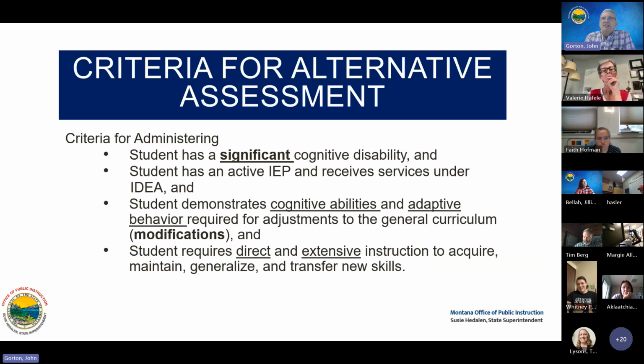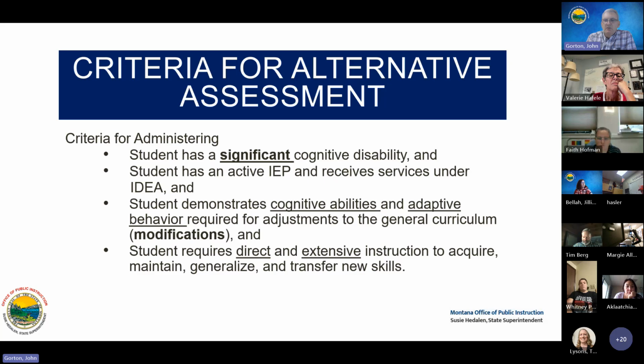And then the student demonstrates cognitive abilities and adaptive behavior requiring adjustments to the general curriculum or severe modifications. So replacement curriculum, life skills kinds of curriculum, and so on. They have to be demonstrating yes for that particular question. And then the student requires direct and extensive instruction to acquire, maintain, generalize, and transfer new skills. Again, that would be for the lowest members of the population we serve. So if you answer yes for all four of those areas, the student, by team's decision, would therefore be eligible to take the alternative assessment.